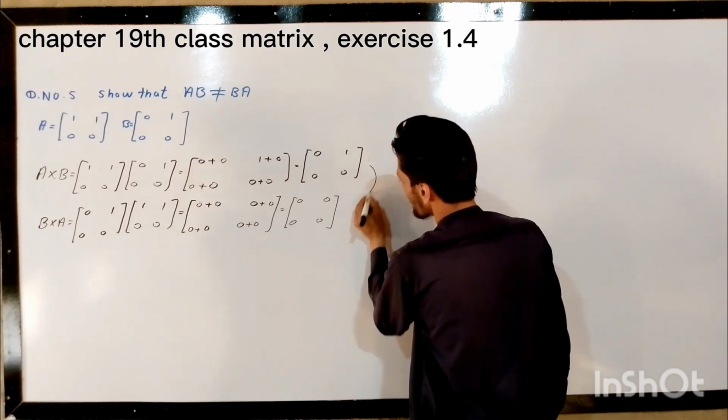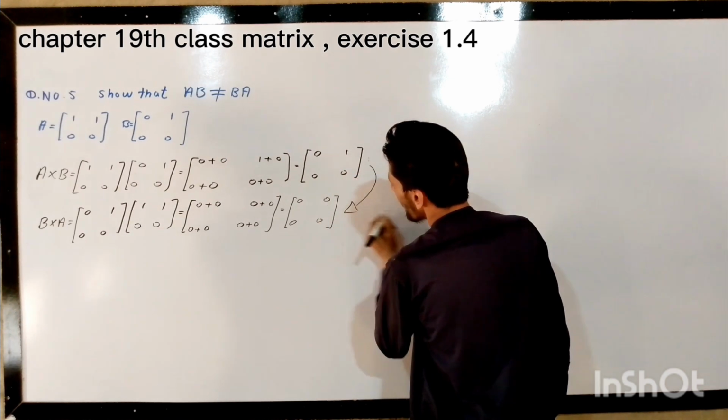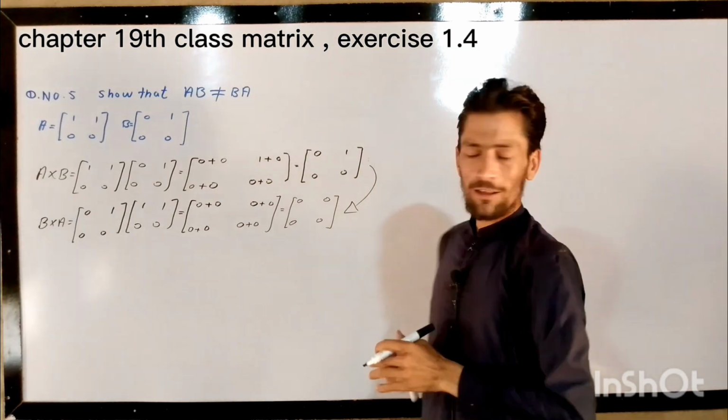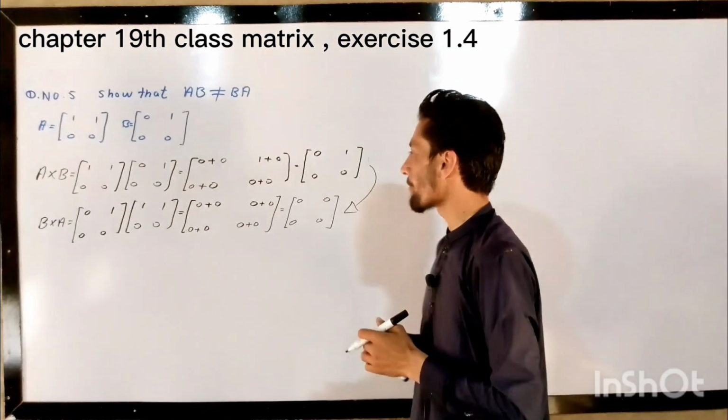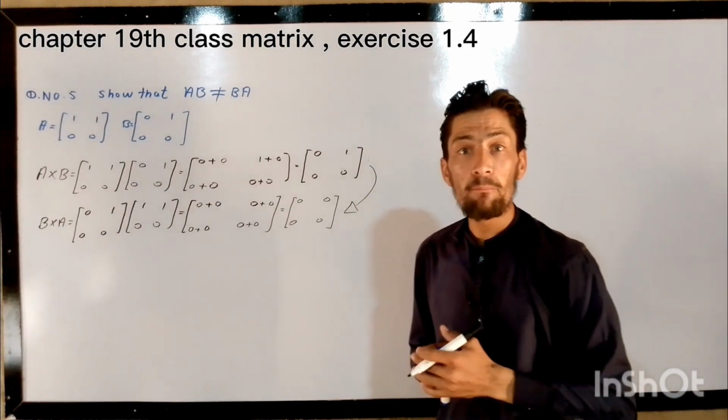So, there is a difference: the product of A cross B matrix is not equal to the product of B cross A matrices.